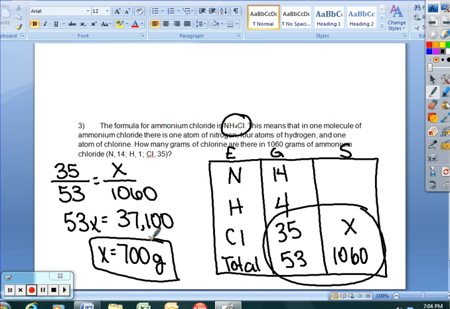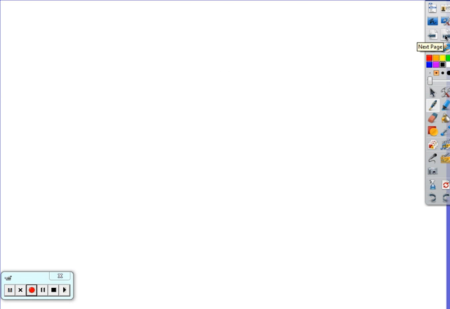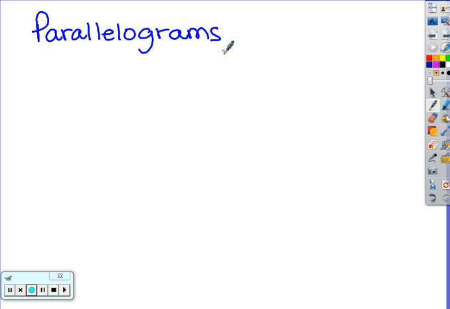Let's move on to part 2 of our lesson. Part 2 is talking about parallelograms. There are 4 specific special properties that we want to list for parallelograms, and these will help us to solve problems with parallelograms. All right, so they have 4 special properties.